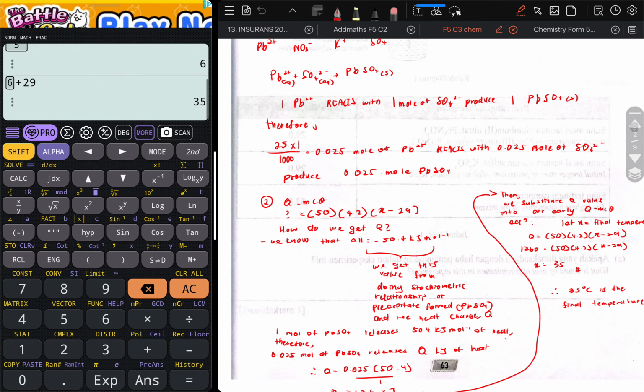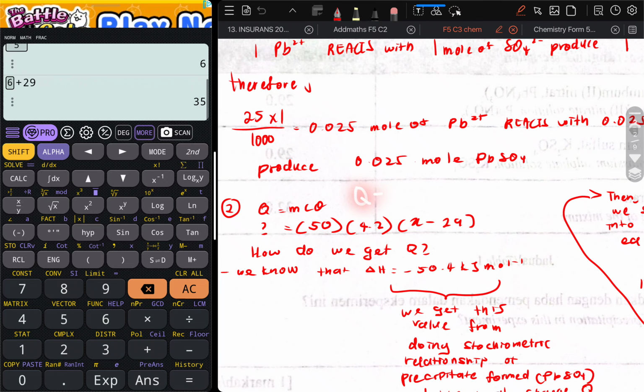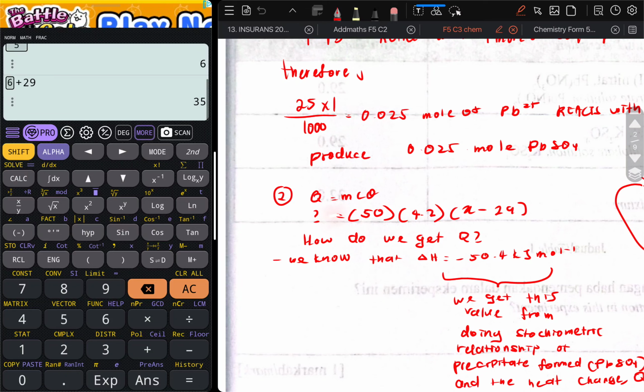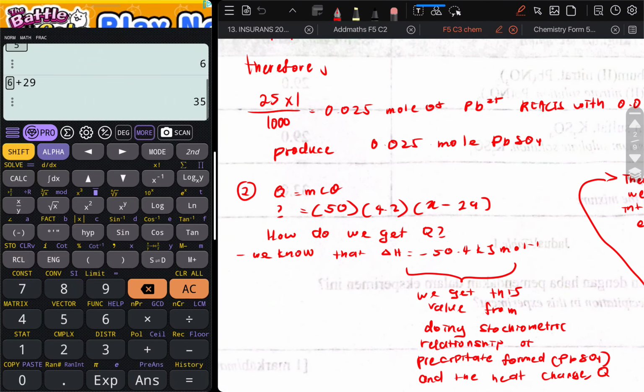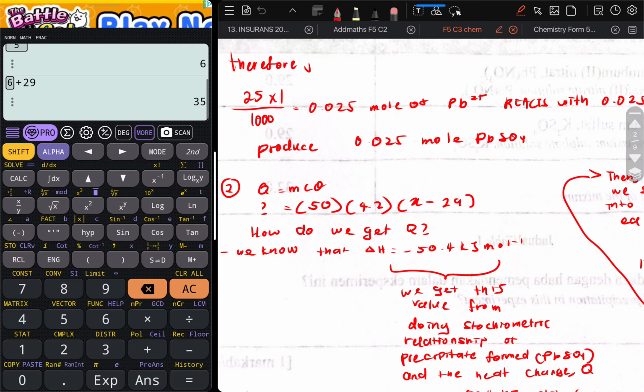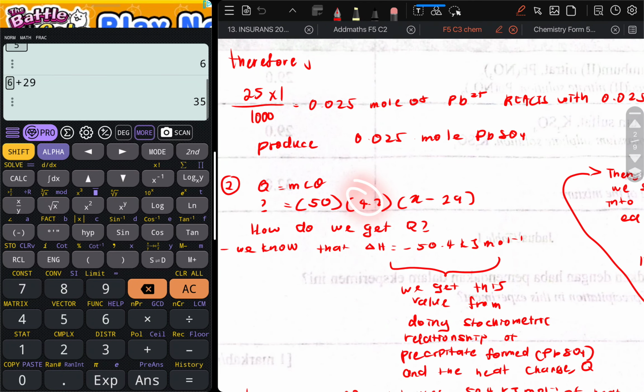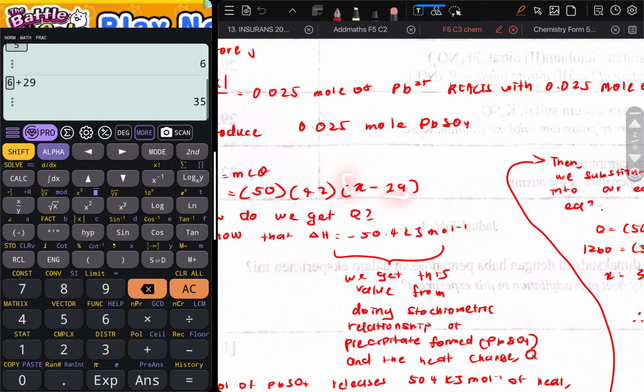Next, you're going to use the equation Q equals mc theta, where theta is the change of temperature. We already have the total mass. Remember, 1 cm cube is equal to 1 gram, so in the total solution we have 50 cm cube, so we have 50 grams. The constant is 4.2, and the initial temperature is 29. We're trying to find the final temperature, so we let x equal the final temperature.